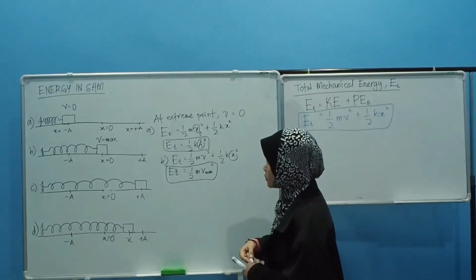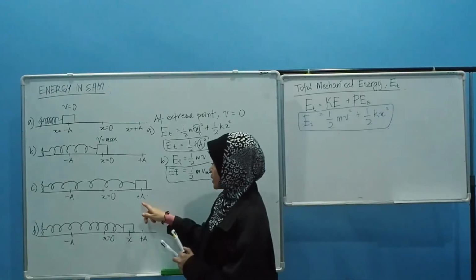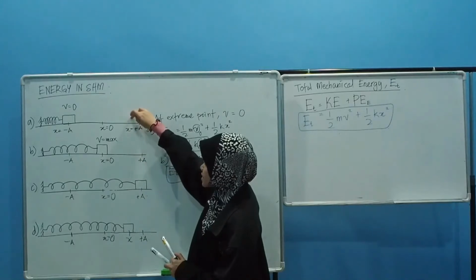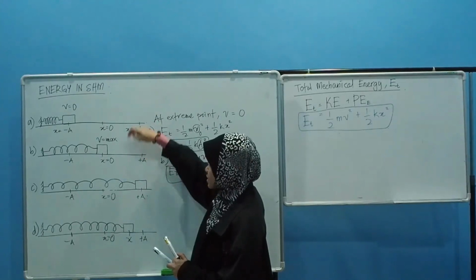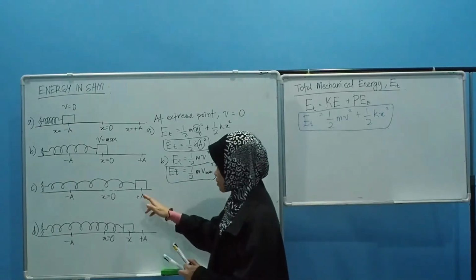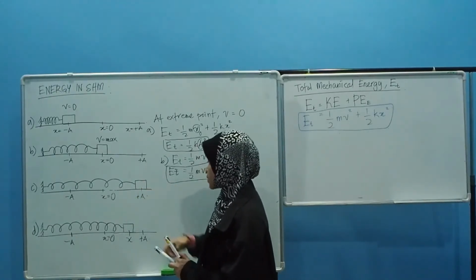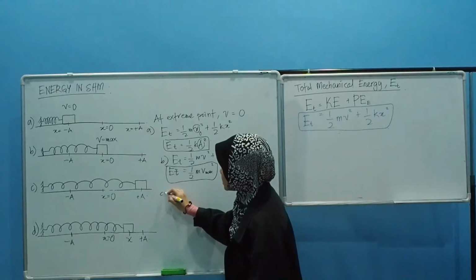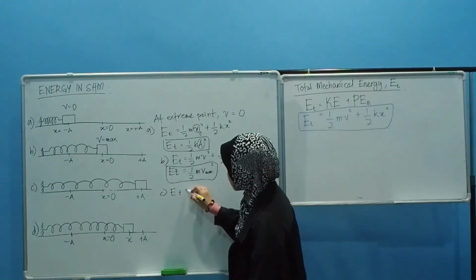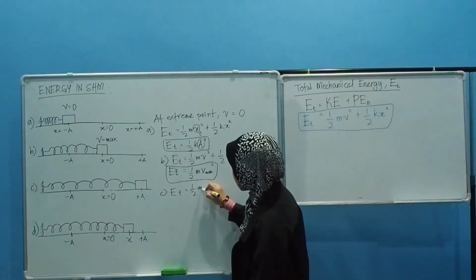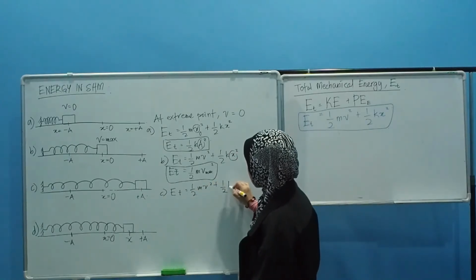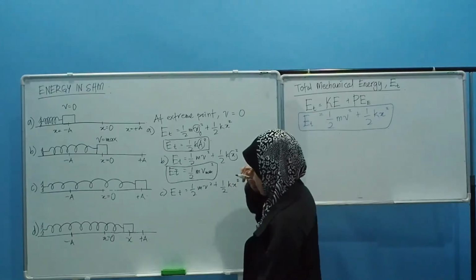Okay. What about the total energy at this point? This is the extreme point. Same with this case. It is at the maximum displacement. So the total energy here becomes half m v squared plus half k x squared.